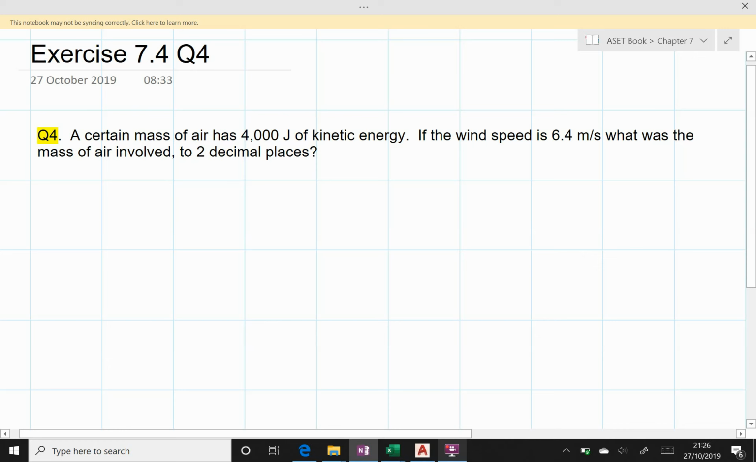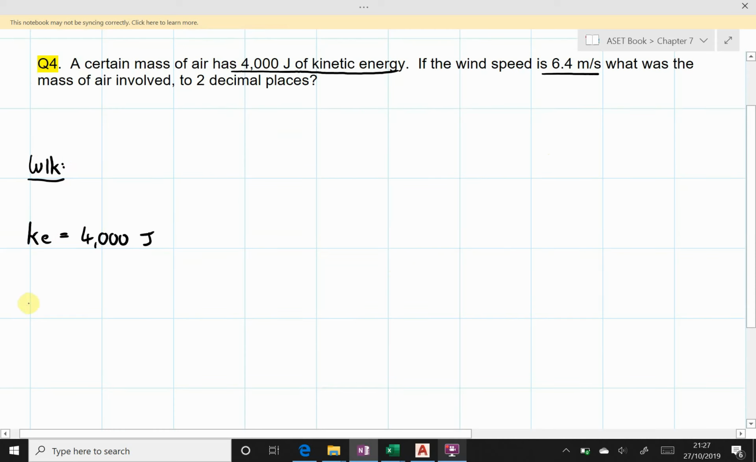We're now in exercise 7.4, question 4. And again, if you read through this, we can write down what we know. And we can see that the kinetic energy is equal to 4,000 joules, given a wind speed of 6.4, so V equals 6.4 meters per second.